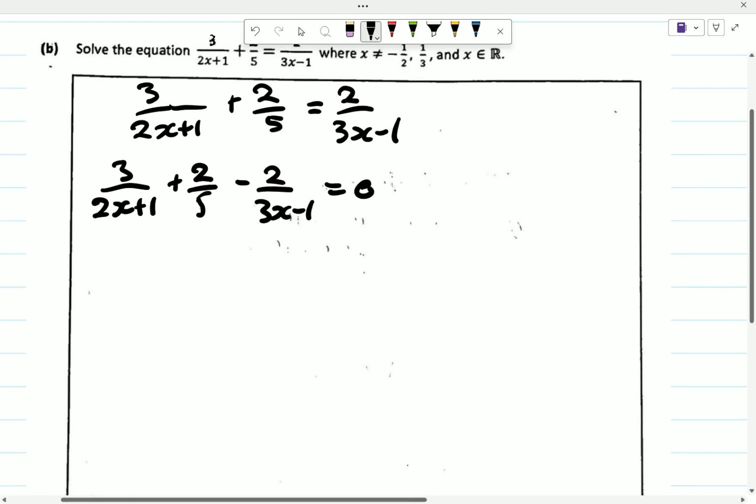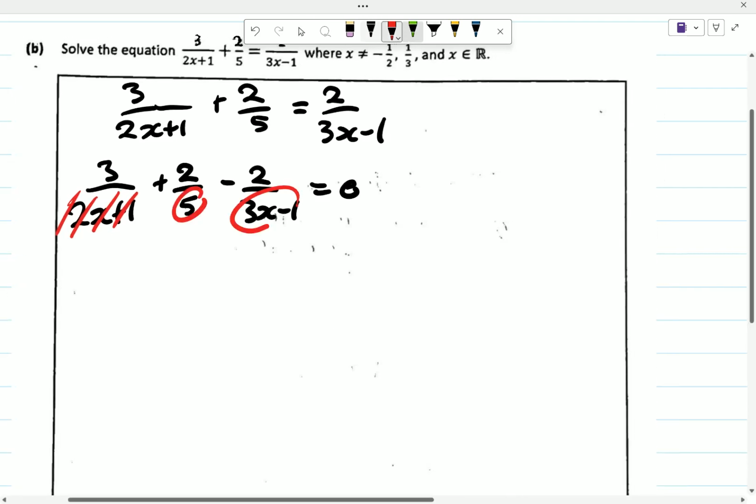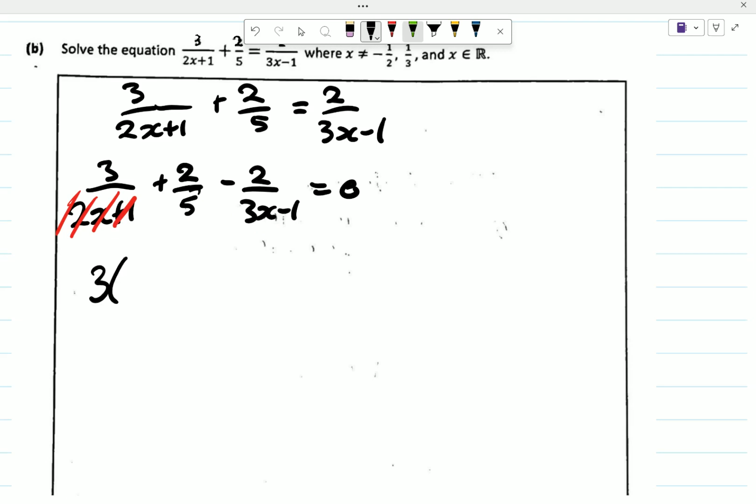So now when you're adding or subtracting fractions with different denominators, so different numbers on the bottom, basically you're going to want to block out. So let's start with the first term. Block out the one it's sitting on top of. Multiply by the other ones. So we've blocked out 2x plus 1. We're going to write this as 3 times the other ones, so 5, and times 3x minus 1.